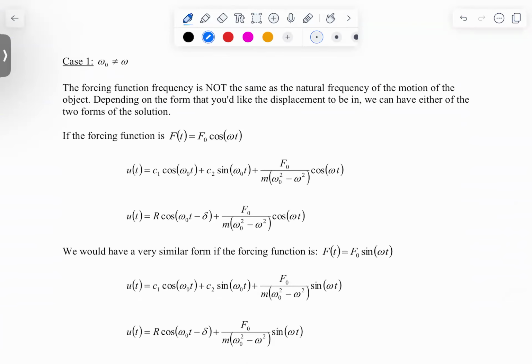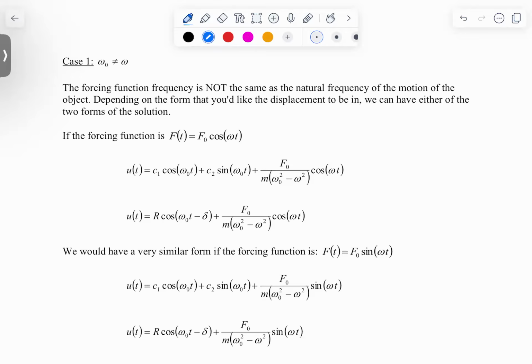Omega 0 is not equal to omega. The omega is in the forcing function. Omega 0 was from the complementary equation. Which means that if you have a cosine forcing function, your equation will always result in this one. If you have a sine forcing function, it always results in this one. Notice these two equations are really, really close: R cosine(omega t minus delta), exactly the same.